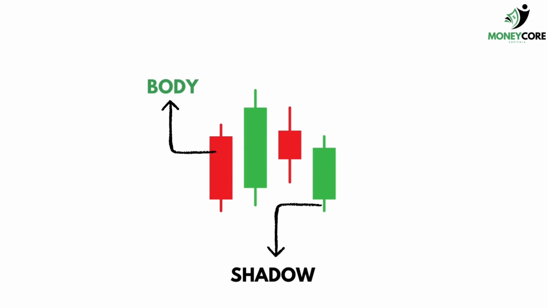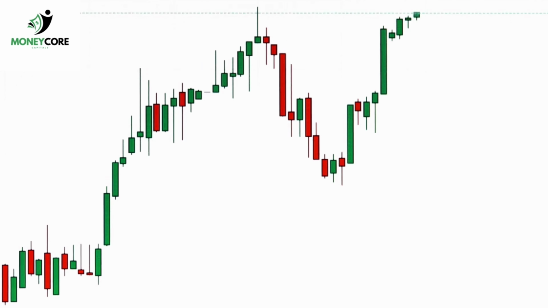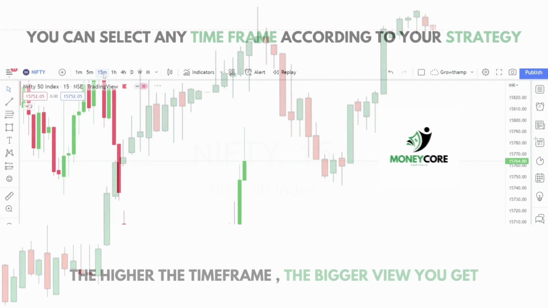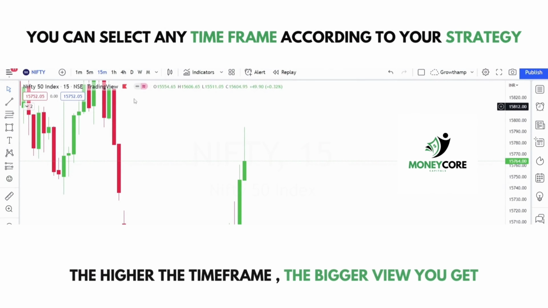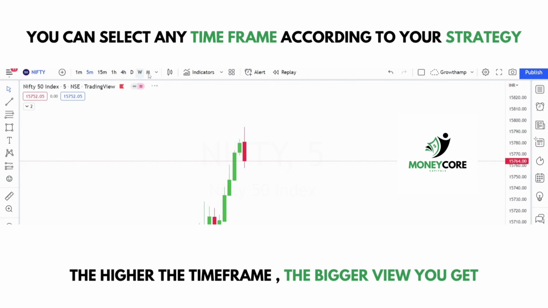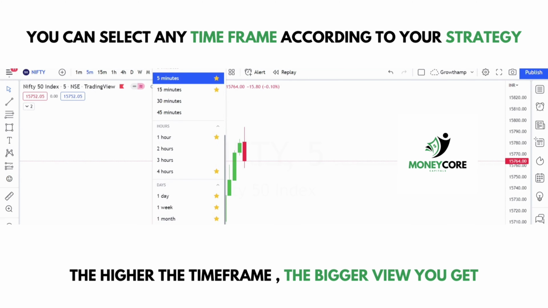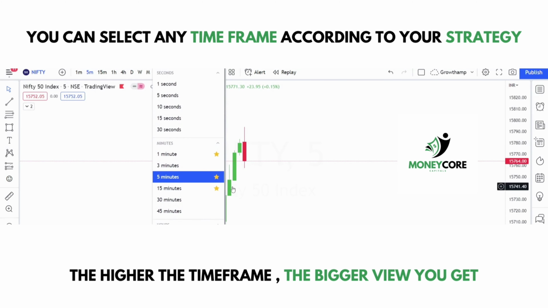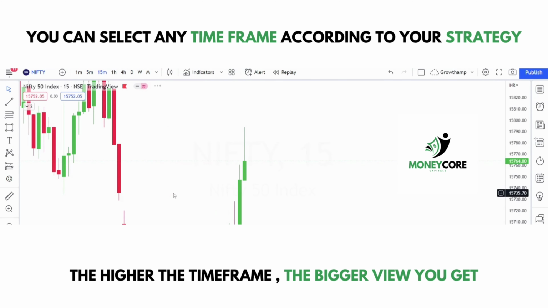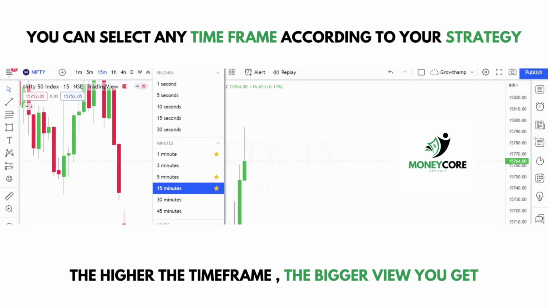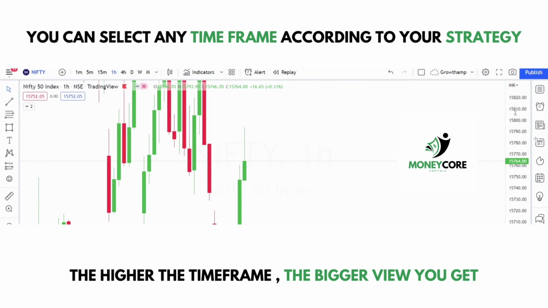A candlestick shows us the buying and selling activity of that script, whatever it is, a stock, a future, an index, for that selected time frame. For example, if we select a 5-minute time frame, one candle shows us the trading activity of that script for 5 minutes. And if we select a 15-minute time frame, the candle shows us the data of 15 minutes of trading activity. Simple. So if that is clear, please move forward, or else you can watch it again, have yourself cleared, and then you can move forward.